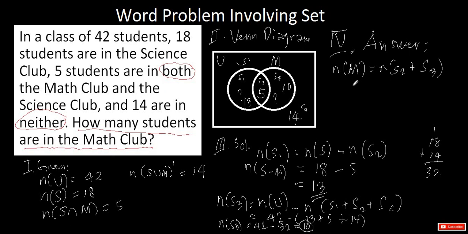Okay, so we have the cardinality of set M is equal to the cardinality of S sub 2, which is 5, plus 10, the cardinality of S sub 3. And 5 plus 10 is equal to 15. Okay, so this is our answer to the problem. 15 students. So there are 15 students who are in the math club.